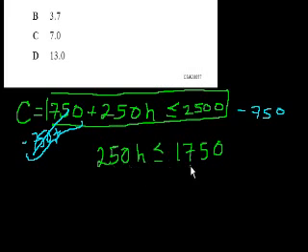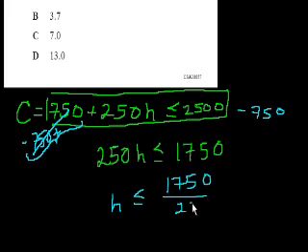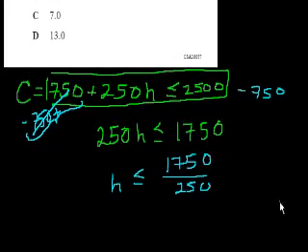Now let's just divide both sides by 250. We don't have to do anything to the inequality sign since 250 is a positive number. So the hours have to be less than or equal to 1,750 over 250. That's the same thing as 175 divided by 25.